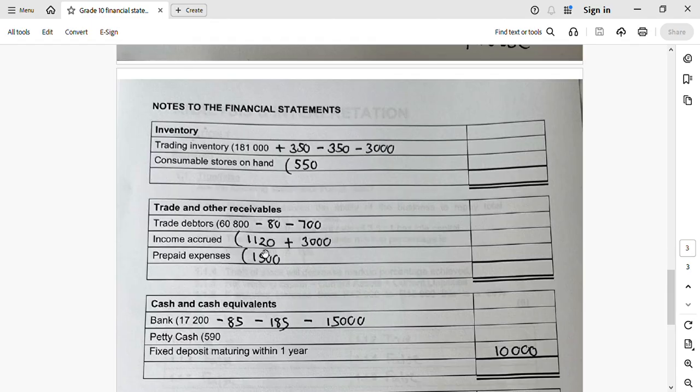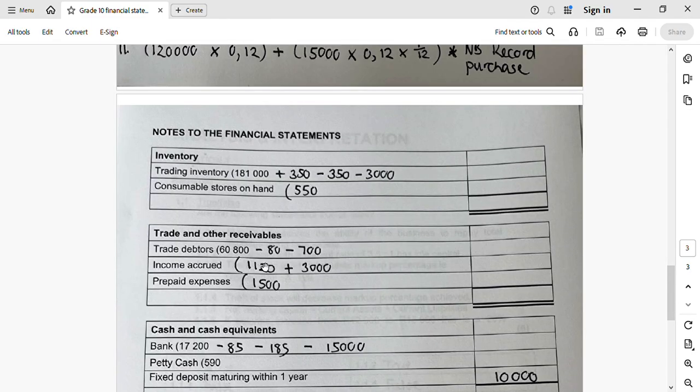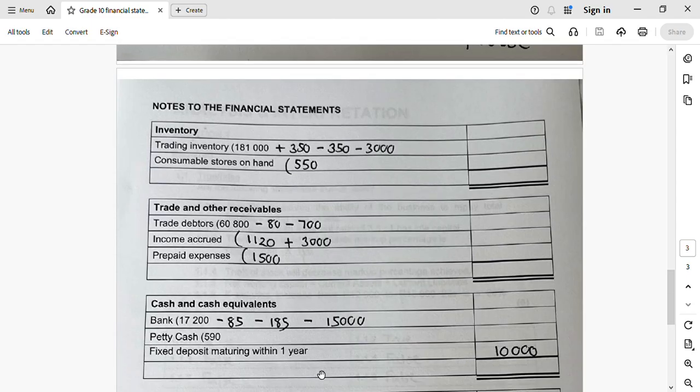And then they say 10,000 Rand of the fixed deposit is going to mature. A financial asset, your fixed deposits rather, those mature in more than a year. So if any part of the fixed deposit is going to mature within a year, you need to record that under your cash and cash equivalents. So the fixed deposit that's going to mature within a year is this 10,000 here. So financial assets would decrease and your cash and cash equivalents would increase.